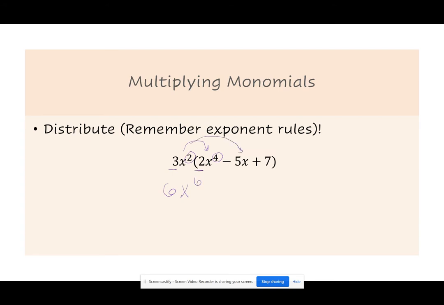Then we do 3x squared times negative 5x. So 3 times negative 5 is negative 15. And then we have 2 plus 1 is x to the 3rd. And then we have 3 times 7 is 21, just x squared.